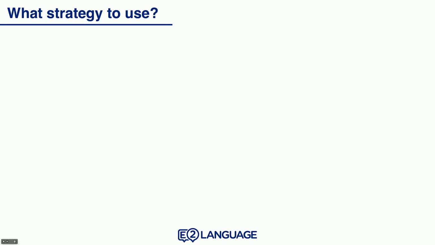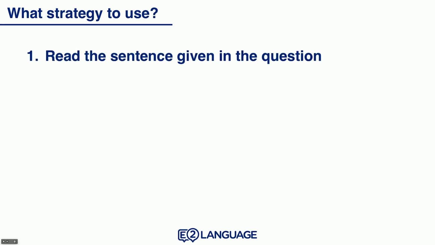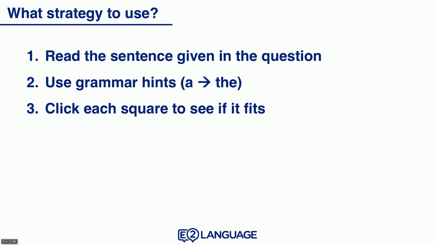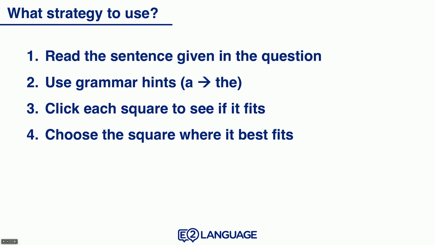So, what strategy should you use? Well, you need to read the sentence given in the question. Then you're going to be using your grammatical knowledge of pronoun references or articles, for example, indefinite to definite articles. You should also click on each square and read the surrounding sentences to see if it makes sense in context. Actually experiment by clicking on those squares. Then finally, you will choose the square where it best fits.